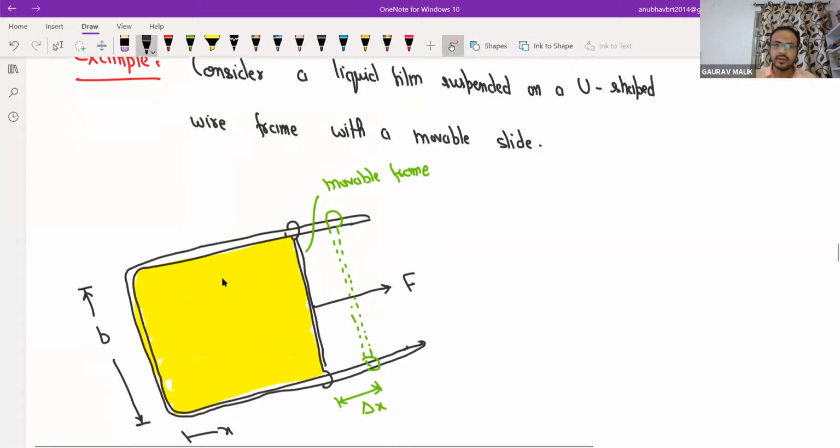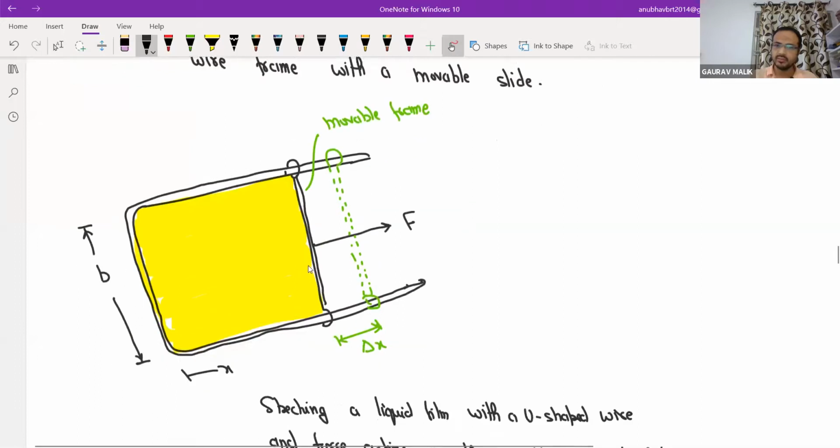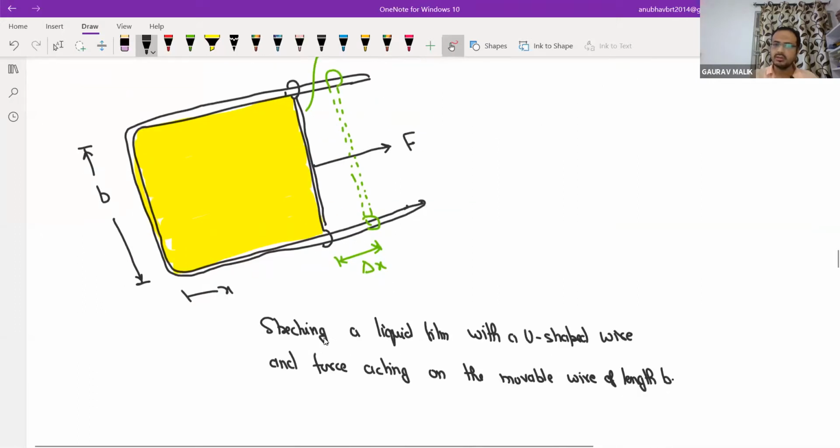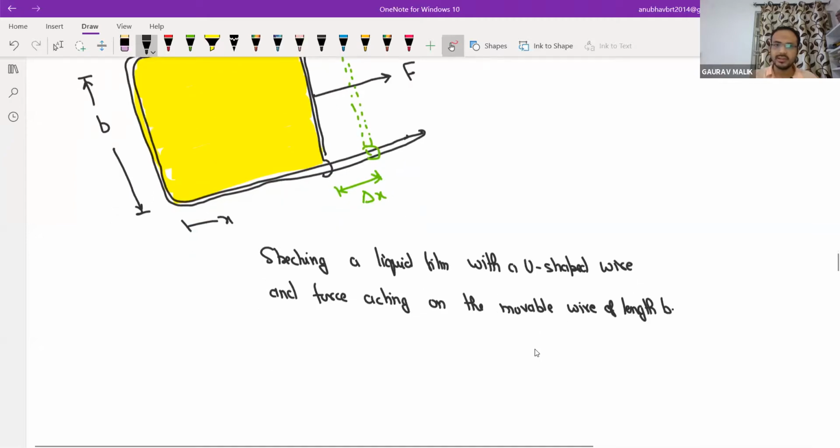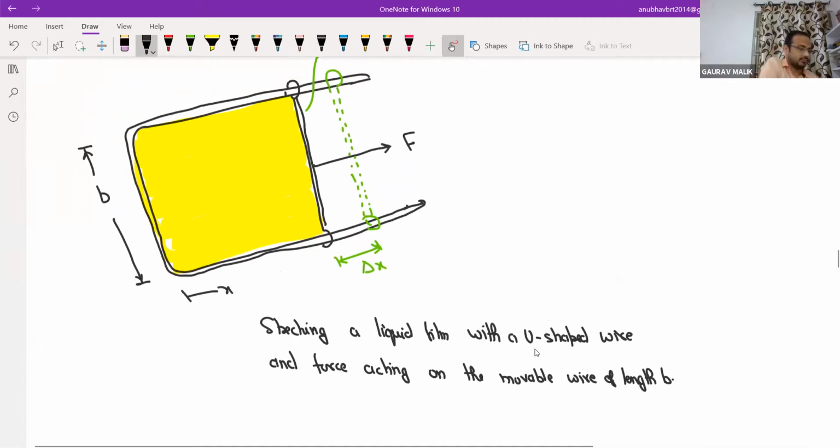Yesterday we took an example of a liquid film. Consider a liquid film suspended on a U-shaped wire frame with a movable slide, stretching the liquid film. This one. Is it clear? Now we will analyze and derive it.